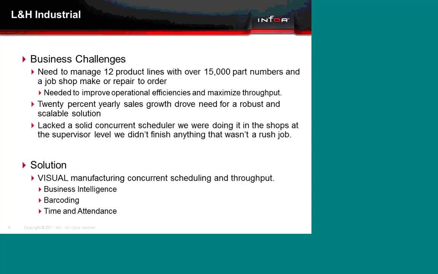Business challenges: we need to manage about 12 product lines with over 15,000 part numbers. And in the meantime, we're also a job shop, so we're make to repair or make to order. So we still have the job shop heritage where we're doing a few million dollars' worth of job shop repairs. Along with that, we're doing manufacturing of our design parts and field services. We needed to improve our operational efficiencies and maximize throughput. In order to be able to grow, we had to be able to control these things.